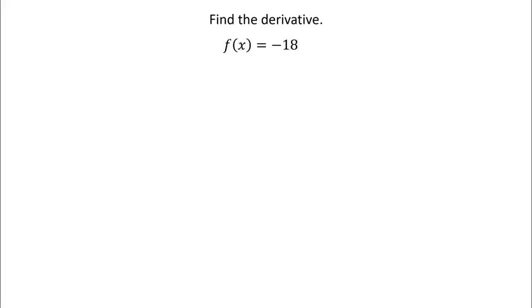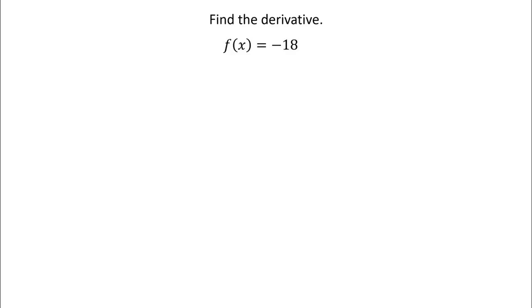In this video, we're going to find some derivatives using basic differentiation techniques. Here we're asked to find the derivative of f of x equals negative 18. This is a constant function. Remember, to find the derivative means to find the slope or the slope formula.